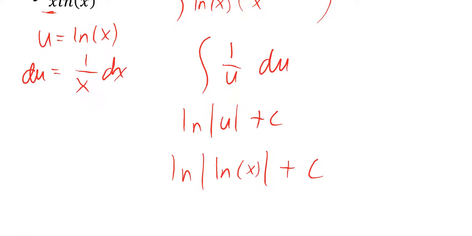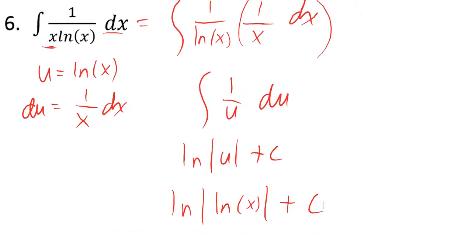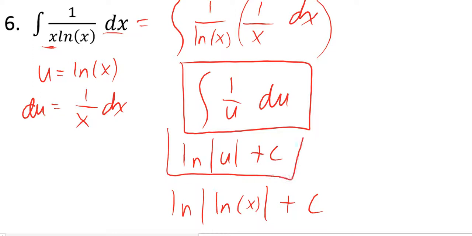That's it. Okay? The reason why the absolute value is there, if you're confused about that, just make it as simple as possible, is anytime you integrate 1 over u du, you get ln of the absolute value of u. Okay? It doesn't matter what u is. U ended up, in this case, to be ln of x, but it could have been anything. Okay?